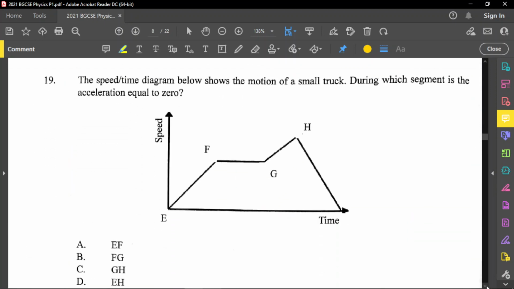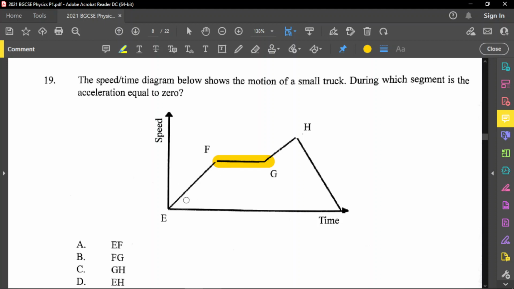Number 19, it said the speed time graph diagram below shows the motion of a small truck, during which segment is acceleration equals to zero. And we're looking for acceleration equals to zero because acceleration is a change of velocity over time. And so if velocity is not changing, if velocity is the same, that means the object is not accelerating. And so the only point right here is from F to G. It is moving at a constant speed. That means there is no acceleration at all.